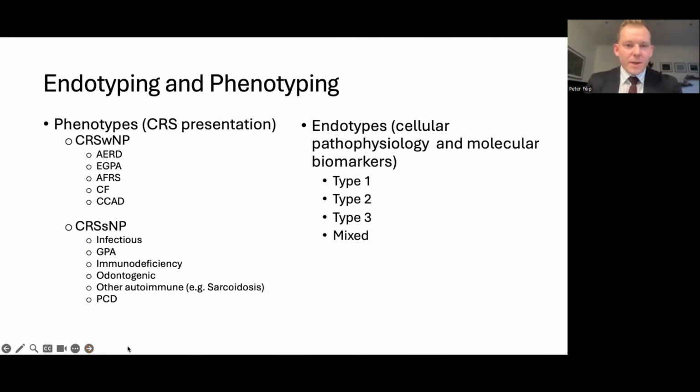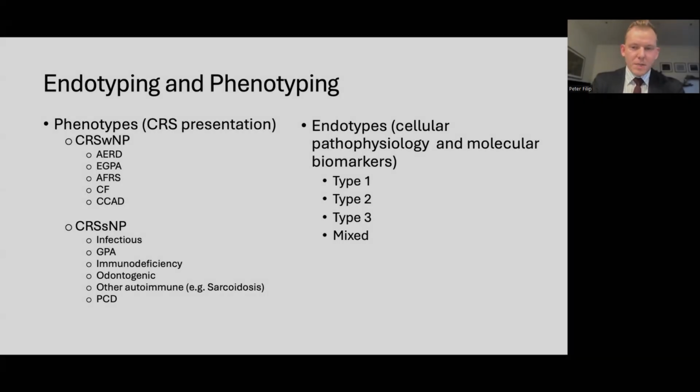So endotyping and phenotyping, we have our classic CRS phenotypes, chronic sinusitis with polyposis and without polyposis, the age-old dichotomy. And within these phenotypes, we have different behaviors that we all know well, such as AERD, EGPA, allergic fungal, cystic fibrosis, CCAD. Within non-polyposis, we have the infectious, GPA, immunodeficient patients. We have odontogenic, autoimmune, PCD.